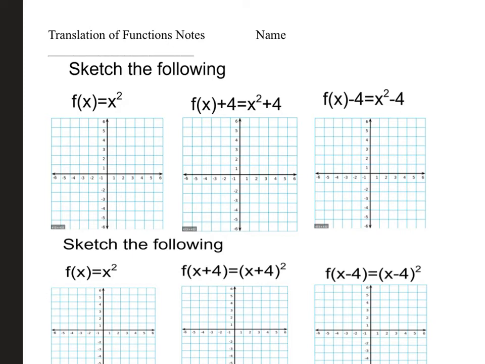Hi everybody, so today we are going to be looking at translations of functions, and a translation of a function is basically describing movement of a function. So how does a function slide or move? And we can slide either up or down, or we could go left or right.